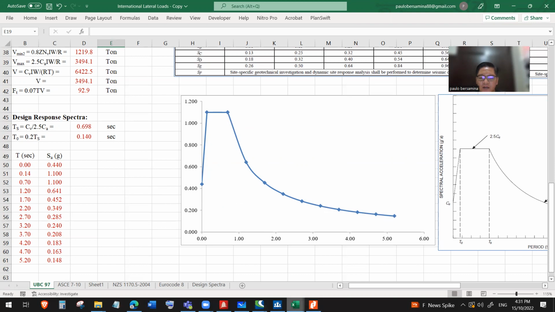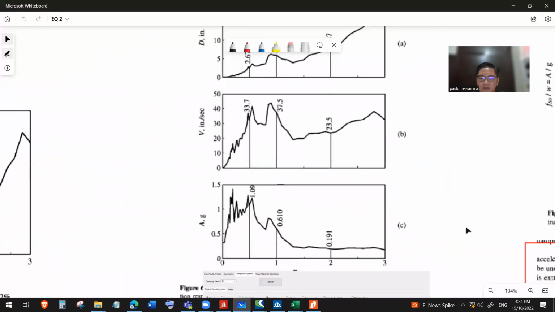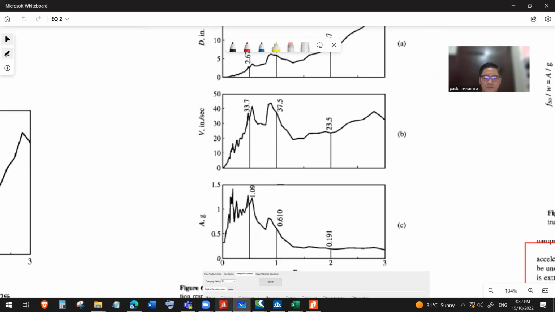So in short, referring to this response spectra curve, our structure, 0 to siguro nito mga 0.2 to 0.5 second structure, or 2-story to 5-story building, by approximation, can experience as much as 1.1G na spectral acceleration, which is consistent doon sa video last time.